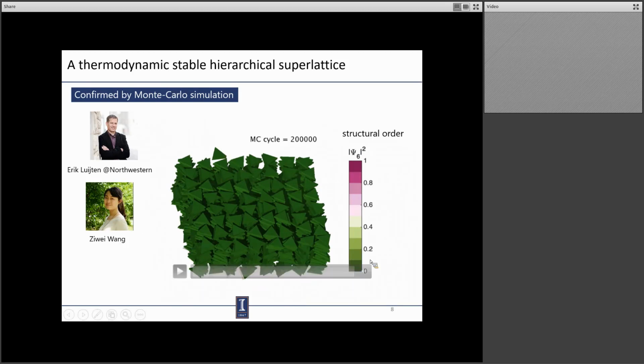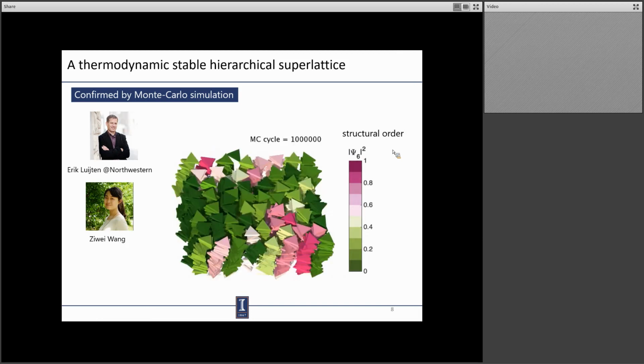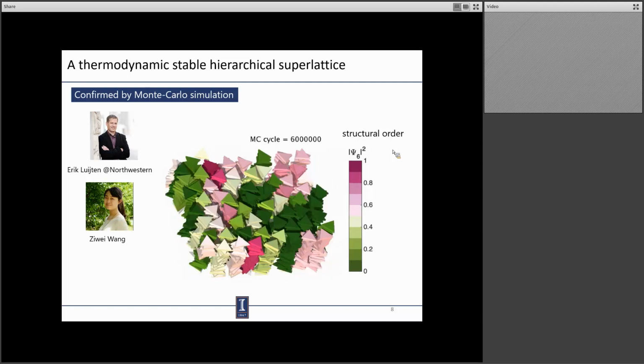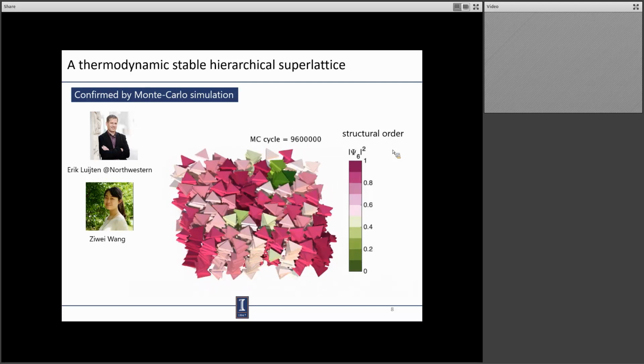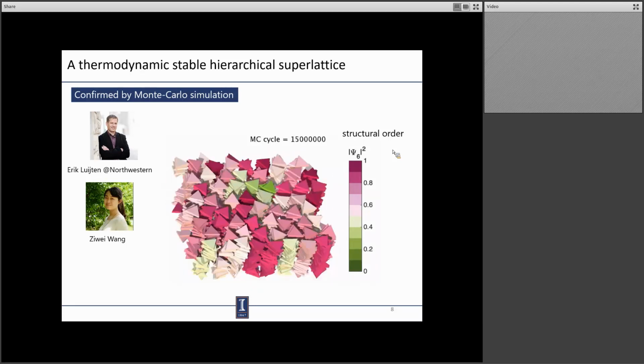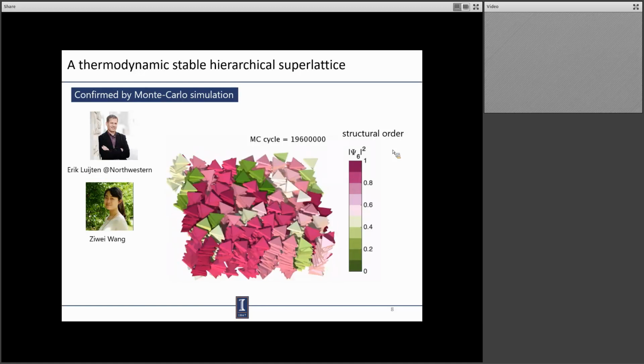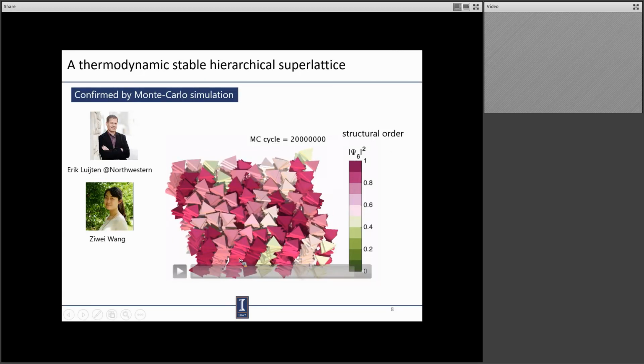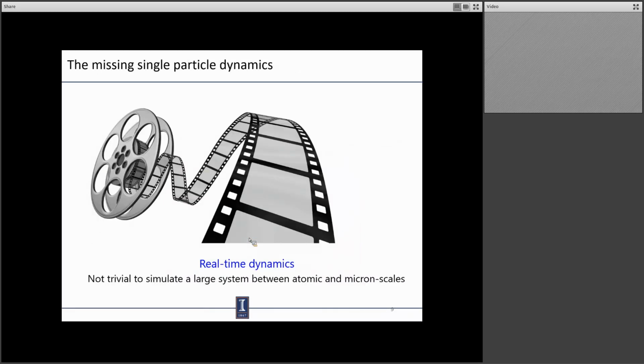So as shown here, the color from green to red really shows a steady increase of structural order. And in this movie, only van der Waals attraction and electrostatic repulsion are involved. And towards the end of the movie, you can actually see the equilibrium columns do include misaligned prisms, consistent with our experimental observation. So up to now, I have shown you that we have observed the formation of a very novel hierarchical lattice, and now comes the real cool part of the system.